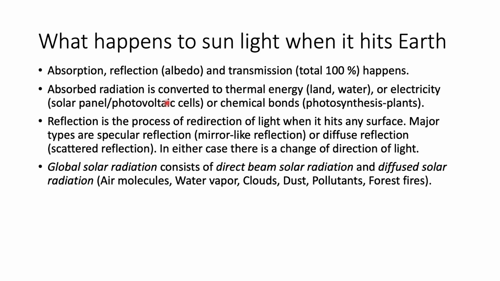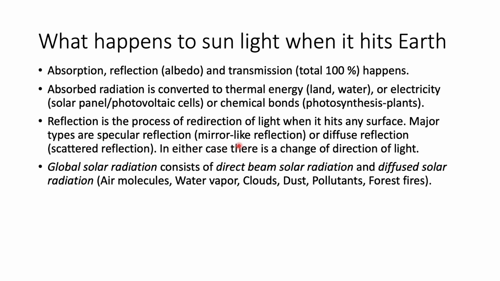Absorbed radiation is basically converted into thermal energy by the land or water, or into electricity if you use solar panels or photovoltaic cells, or it may be used for chemical bond formation in the case of photosynthesis. So sunlight can be used to carry out different types of reactions, and the absorbed radiation is responsible for it. Then reflection is a process of redirection of light when it hits any surface. The major types of reflection are, one, specular reflection.